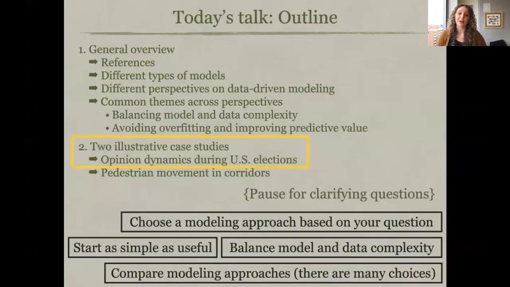Okay, so I think I will pause there before I jump into looking at some more examples in detail. Are there any clarifying questions at this point, Heather?